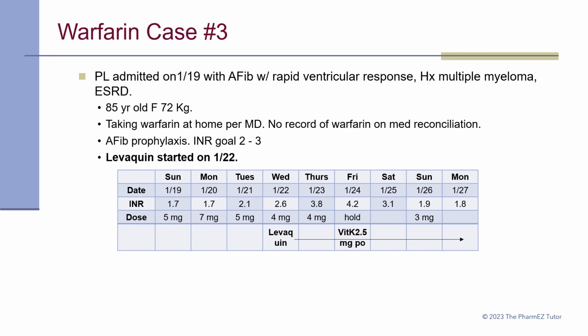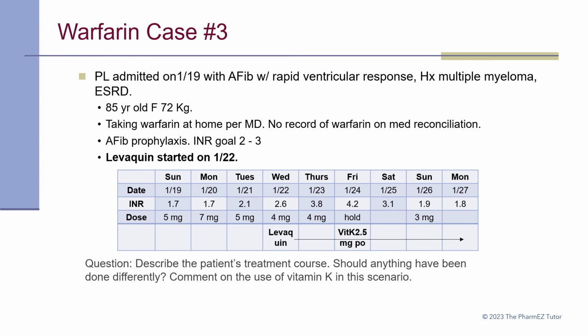On Thursday, the 23rd, the INR jumped up to 3.8, and a dose of 4 milligrams of warfarin was given. The following day, the INR continued to go up and went up to 4.2. The dose of warfarin was held, and vitamin K 2.5 milligrams orally was given. The INR continued to go up to 3.1, then decreased down to 1.9, where at that time warfarin 3 milligram dose was given.